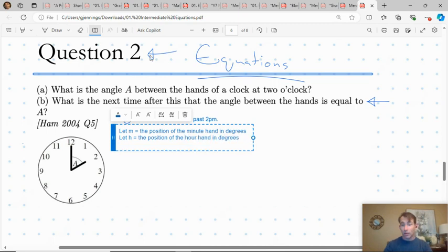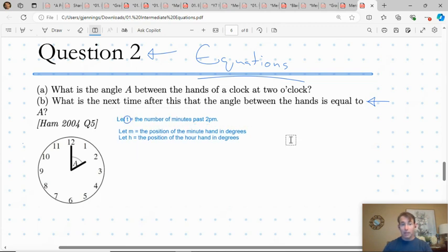All right, so now we need to create some equations. The equation for m is rather simple. m is going to be equal to some function of t. As a minute goes by, how many degrees go by? Well, there's 60 minutes here, but 360 degrees. So every minute it's going to advance 6 degrees. There is our formula for m.